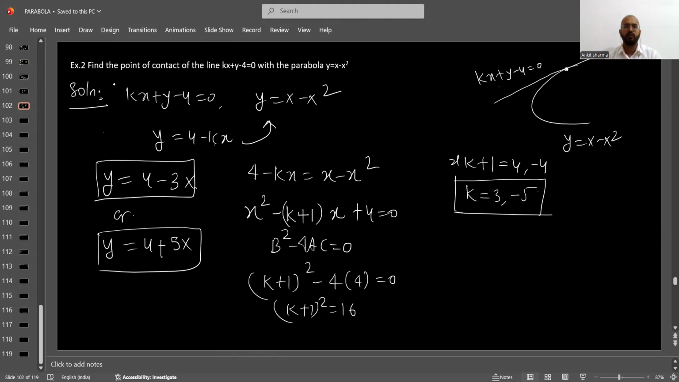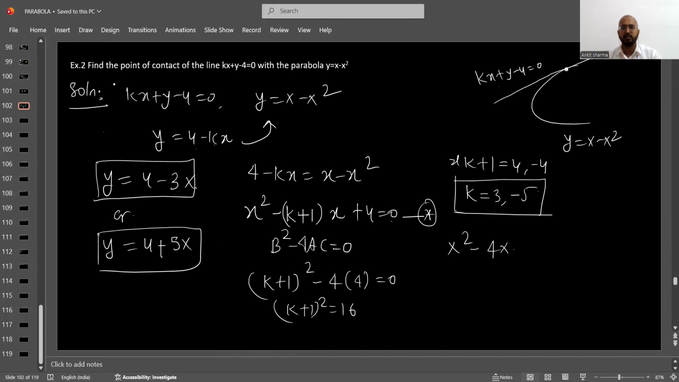And now to find the point of contact, I just need to solve them together. Or else, after finding this value, I can just plug in here directly. So I get my x. So calling this the star equation, you can just plug in here. So x square minus, this is going to be 3 plus 1.